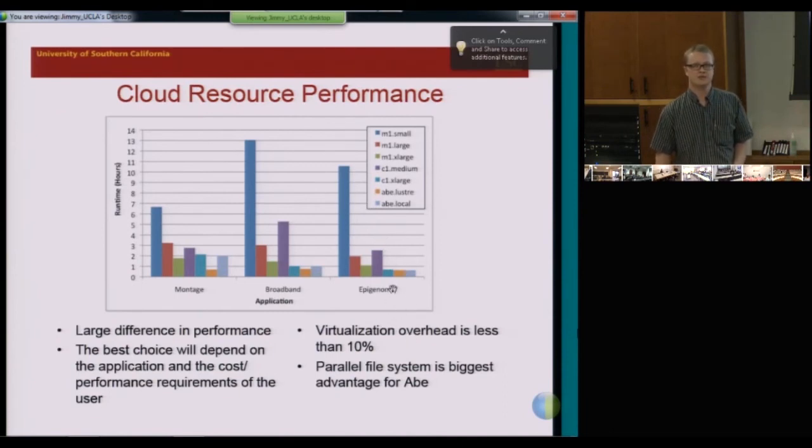I also found, comparing these two, that the virtualization overhead was less than 10%. That's just approximate because it's not very well controlled, but this is consistent with what other people have found comparing virtualized applications running in virtual machines to regular ones. And then the parallel file system was a big advantage for Abe because, for the Montage application, it allowed much faster, much better performance.